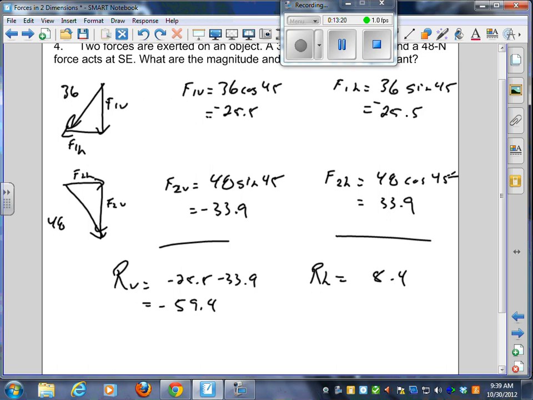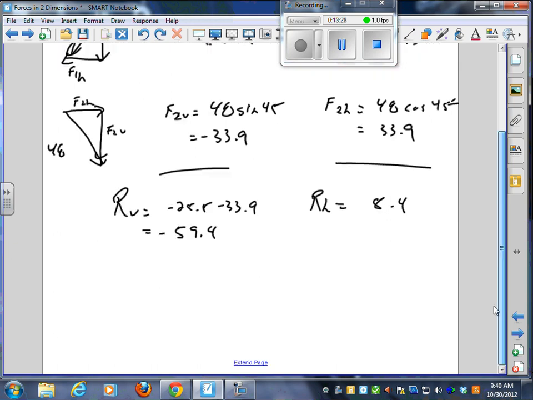Now, should I combine these and then go to my equilibrium? Because it doesn't actually ask for the resultant. Or can I, what do you guys think about doing this? What if I say, if the resultant vertical is that, then the equilibrium vertical is positive 59.4. Does that work? Just flip the direction? And the equilibrium horizontal would be minus 8.4. In other words, up and left. And now we combine those.